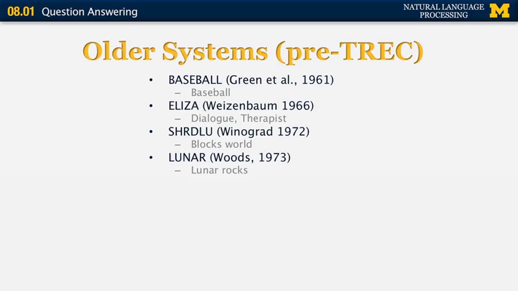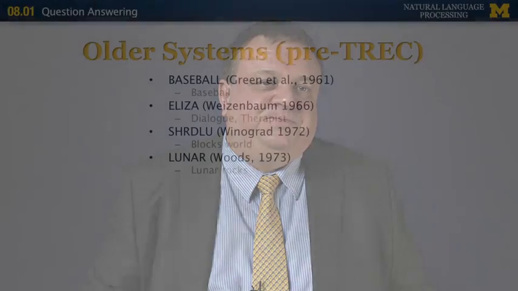The next system that I would like to mention is a system created by Bill Woods in the early 70s. That system is called Lunar, and it was based on data from expeditions to the moon that returned with a large collection of lunar rocks. The questions that you could ask there were, for example, how many rocks have such and such property, and so on. I will give you some more detail about those systems in the next few slides.